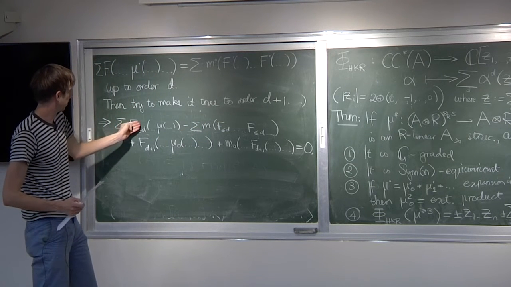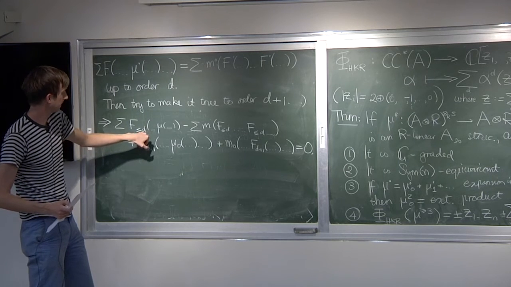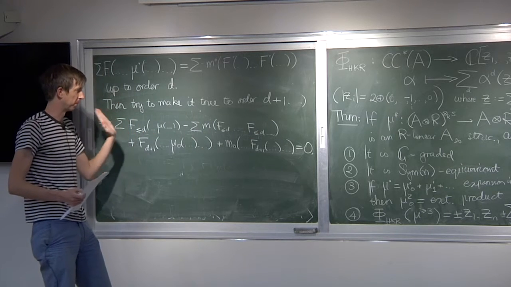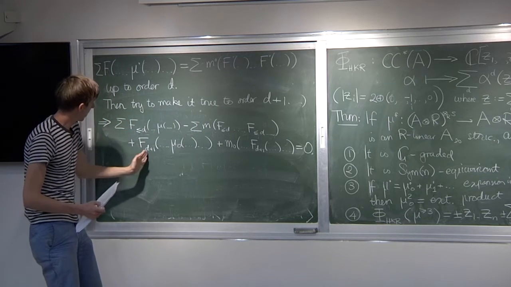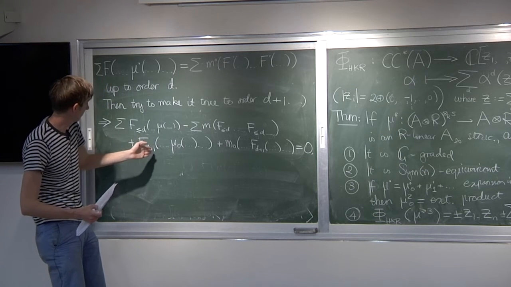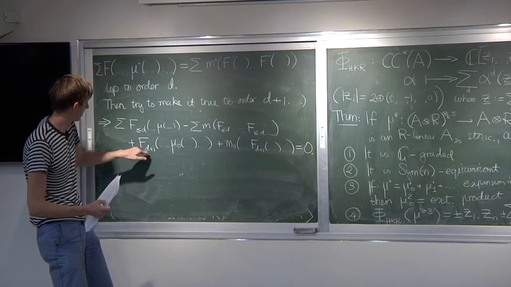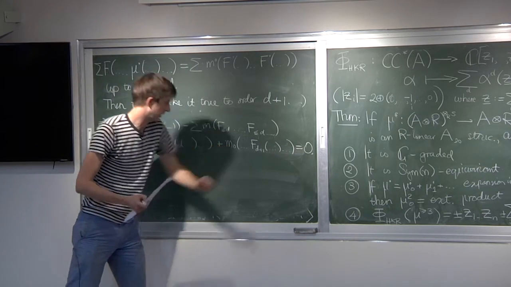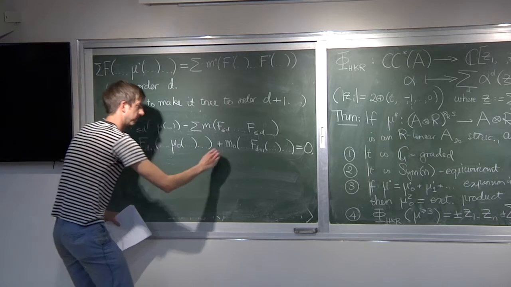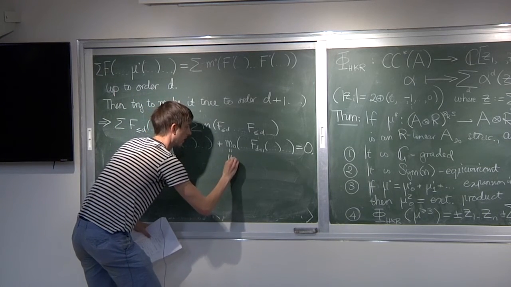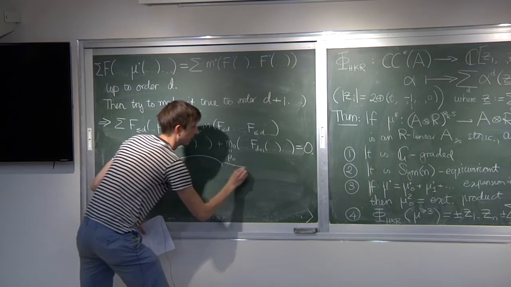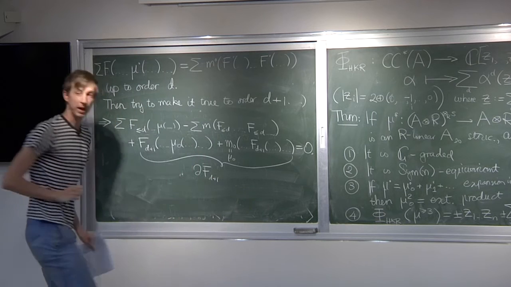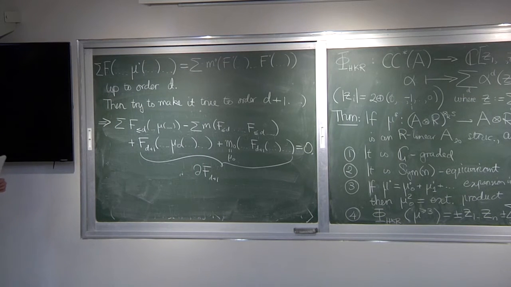So you collect all the terms of order less than or equal to D. So if this were equal to 0, you would be done. But in general, it won't be. Instead, what we need is to add some F D plus 1 that's going to make it equal to 0. So this term, m naught equals mu naught. So this whole term here is the Hochschild boundary of F D plus 1.